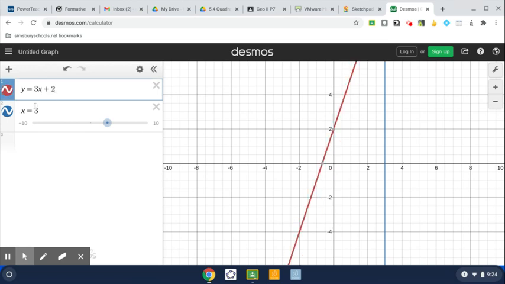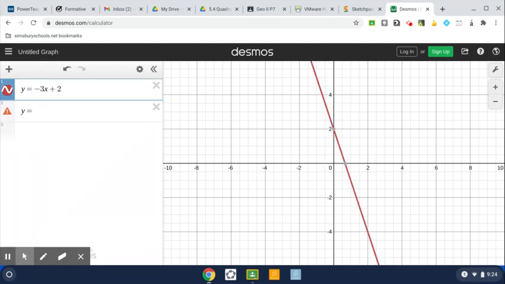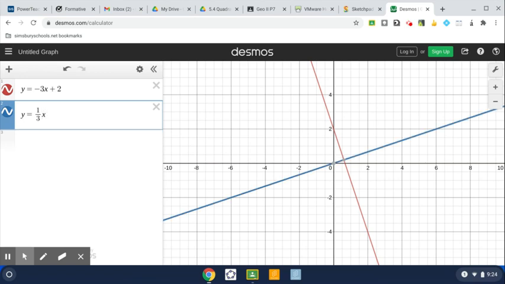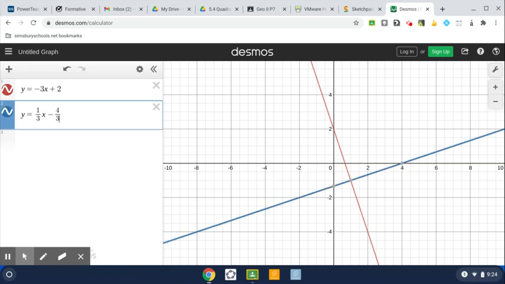Okay, and the one that we found was y equals, actually it was -3x, I forgot the negative. The one we found was 1/3 x minus 4/3. Okay, so now look at this. Are the two lines perpendicular? It's obvious they are. And is our new line going through 4 comma 0? Yes, it is.